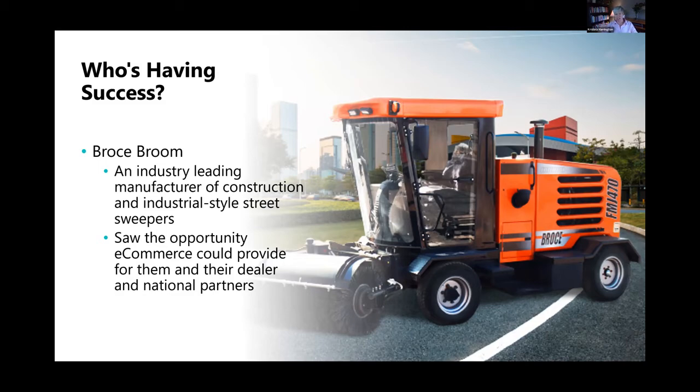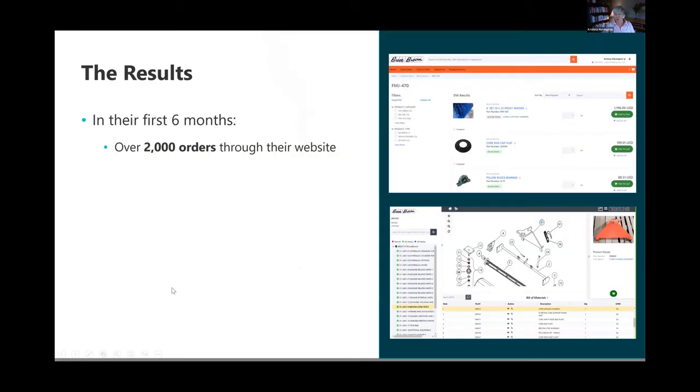But they saw the opportunity to provide their dealers and their national account partners with an easier and better way to do business with them. And that is why they rolled out a digital commerce solution. And the results in their first 6 months, they had over 2,000 orders through their website. They had more than 7,500 visits.